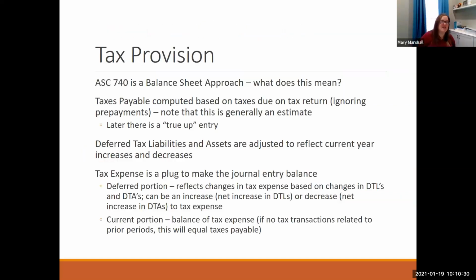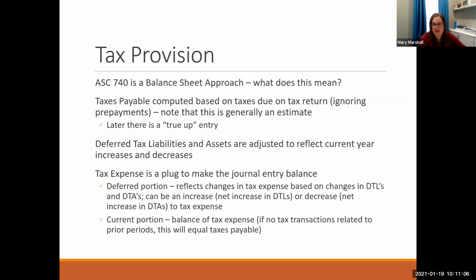The tax provision. So ASC 740 takes a balance sheet approach. And like we just talked about, you're going to compute taxes due on the tax return, but it's almost always an estimate because you're going to have to true up when things are actually finalized. And so you're tracking all this on the balance sheet and then you true up when things become certain. So it's a lot of estimations and a lot of subjectivity until you get to the point where you have something certain. DTAs and DTLs are adjusted from prior year balances to current year balances.